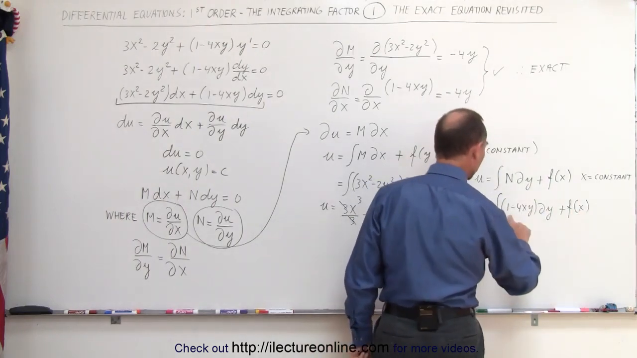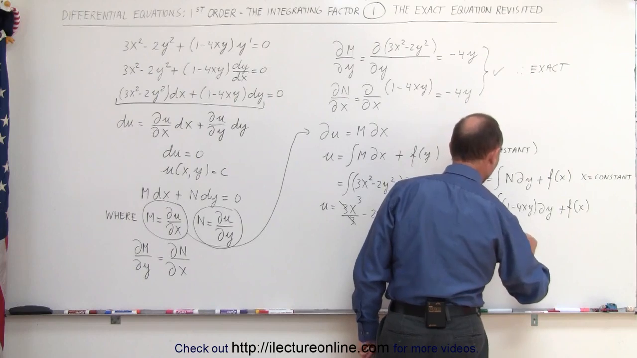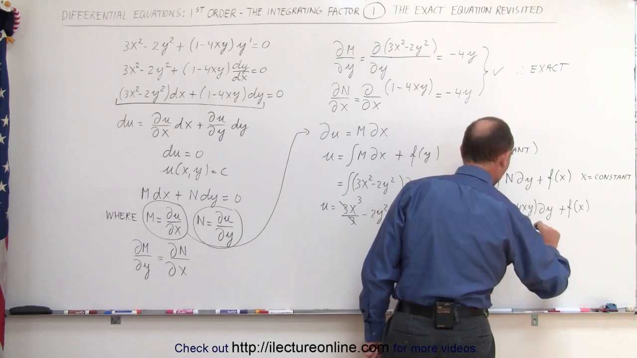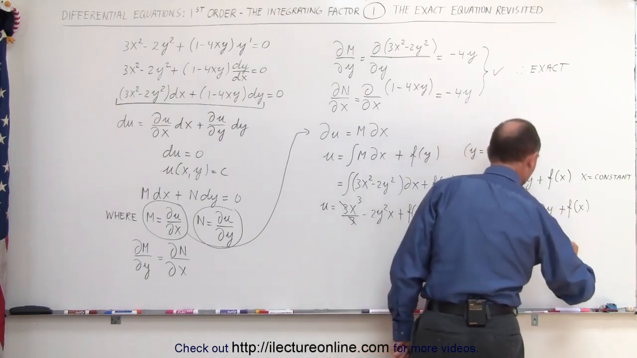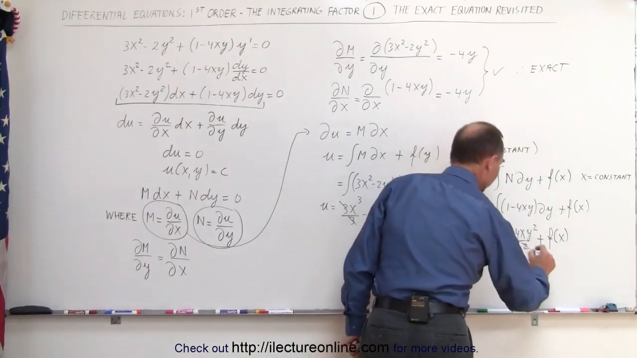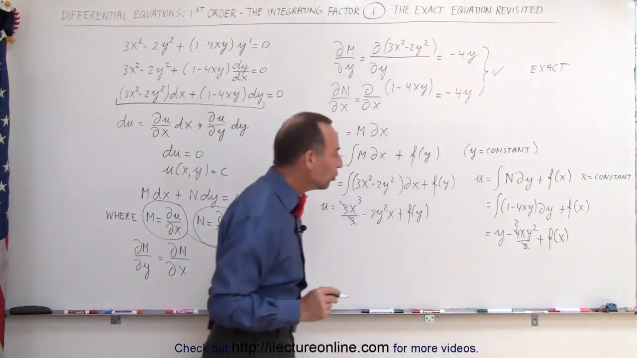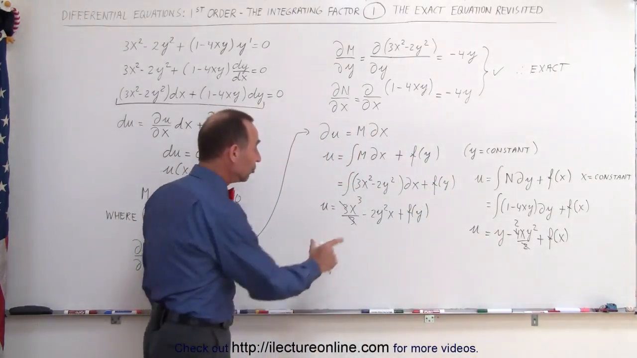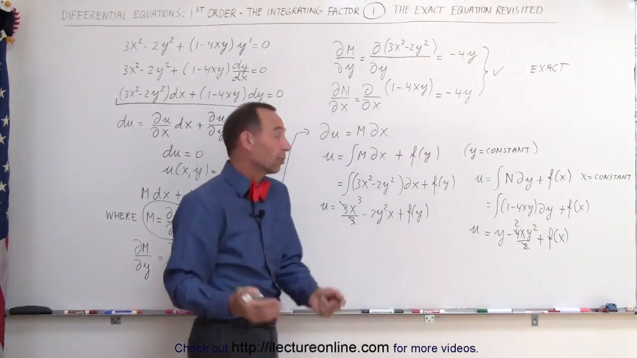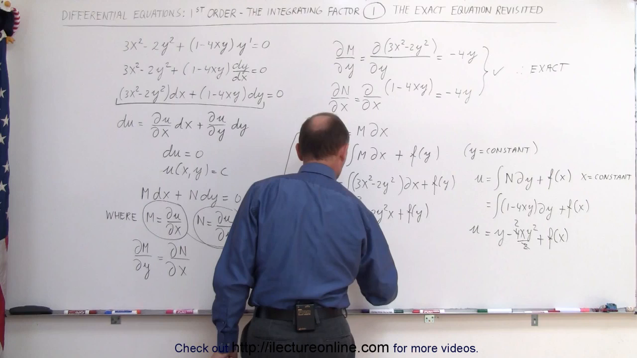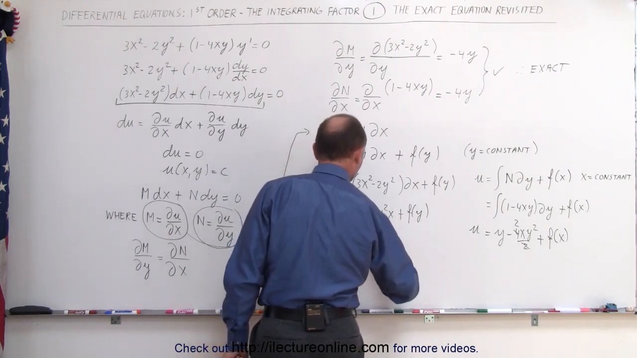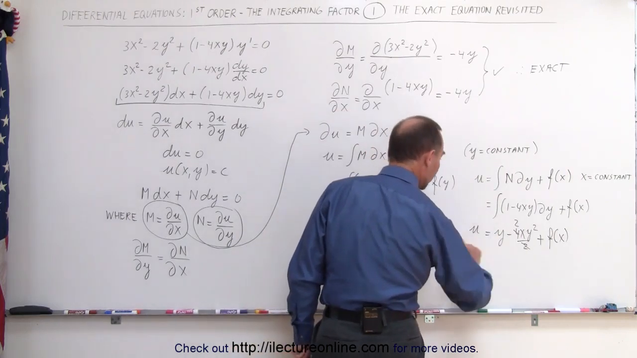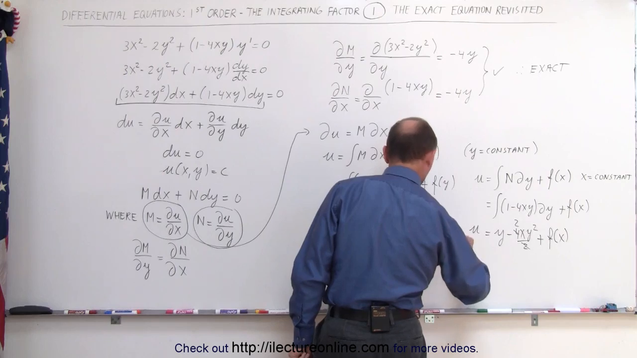And so this would be equal to, integrate this, you get y minus 4xy squared over 2 plus some function of x. Of course, the 4 and the 2 simplify, so we get y minus 2xy squared plus f of x. And of course, this is also equal to u. And then if we set these two equal to each other, because they must be equal to each other, then we get x cubed minus 2y squared plus some function of y must equal y minus 2xy squared.